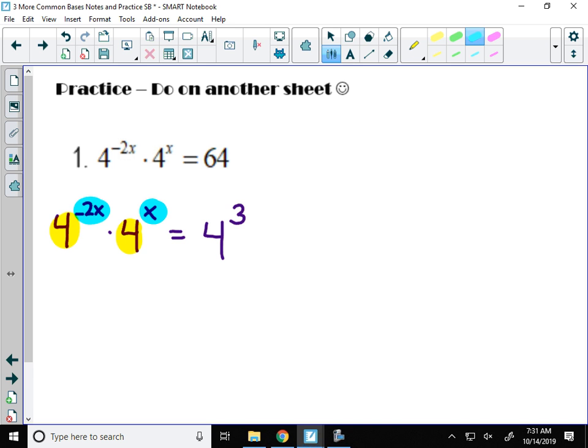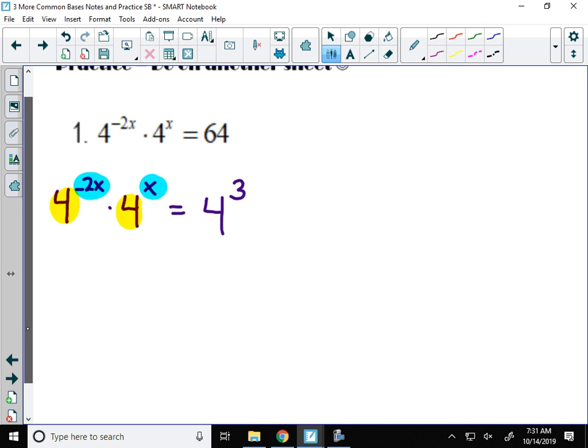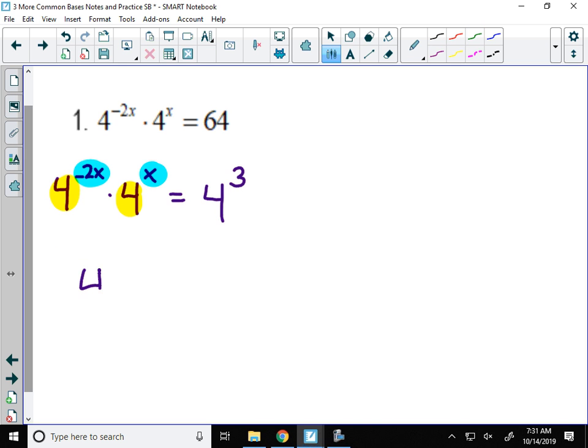So what that looks like, I'll write it out in an extra step, is we're going to have 4 to the negative 2x plus x power. You don't multiply them. This isn't power to a power. We just add those exponents, and they equal 4 to the third.